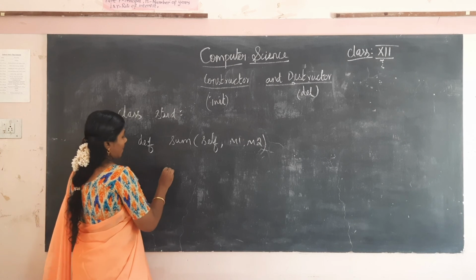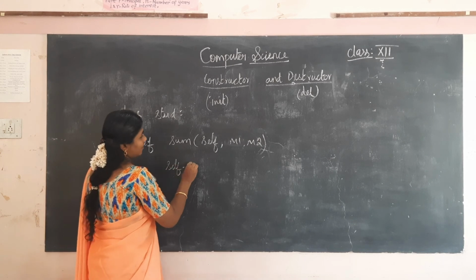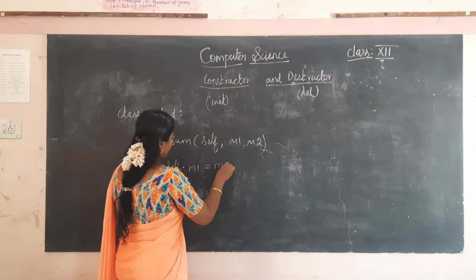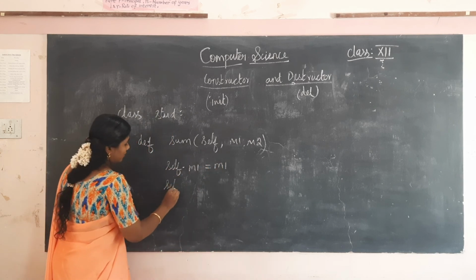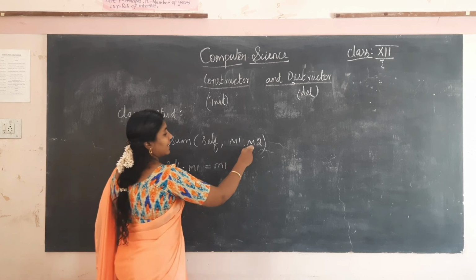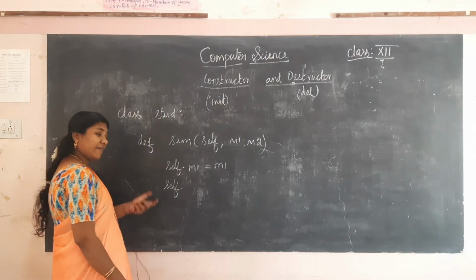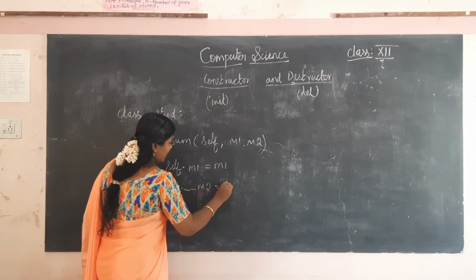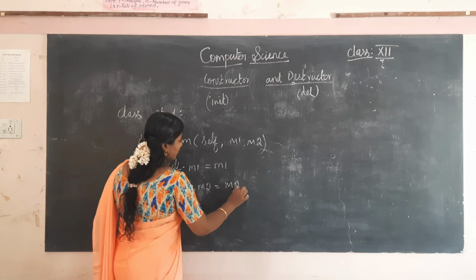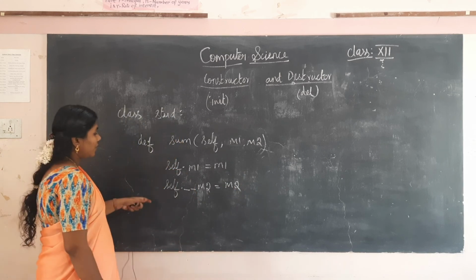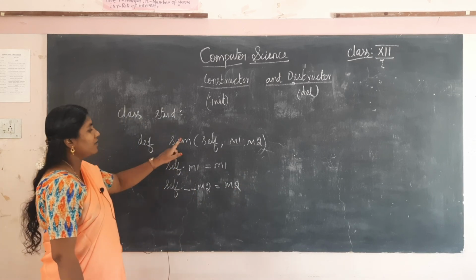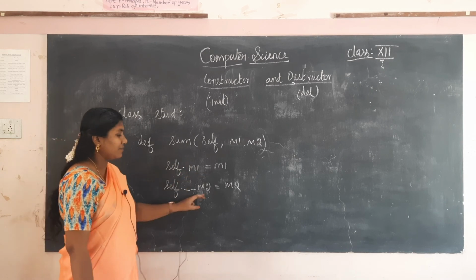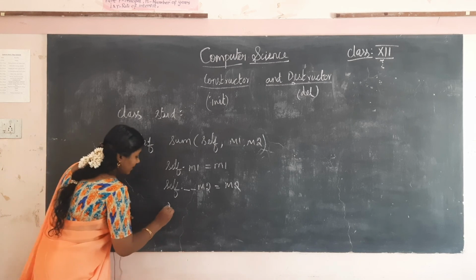Self dot m1 is equal to m1. Now I am going to declare this variable as a private variable, so I give double underscore: self dot double underscore m2 is equal to m2. Now I have created two variables. Let me print the values.